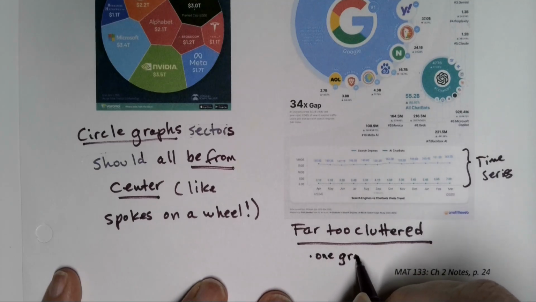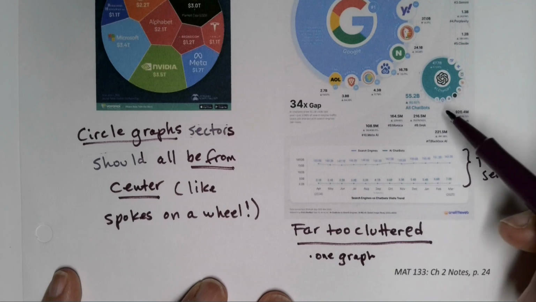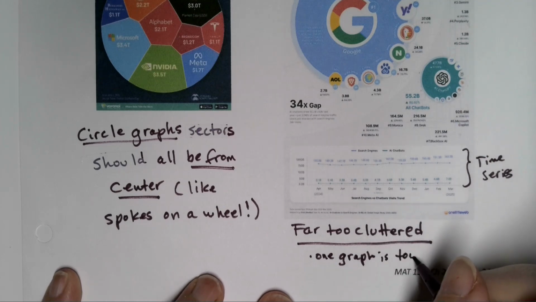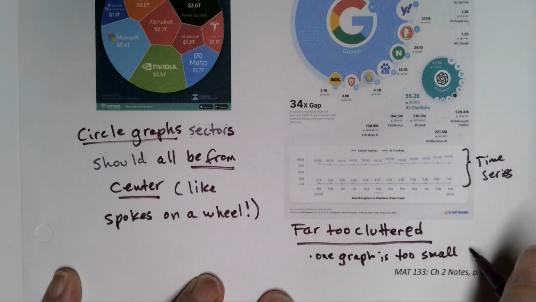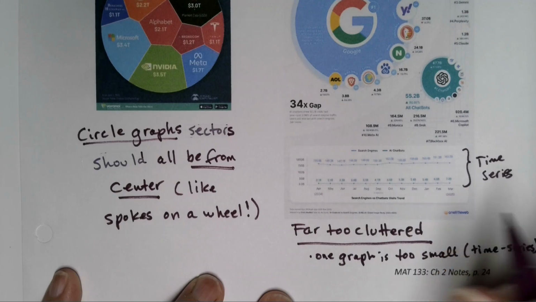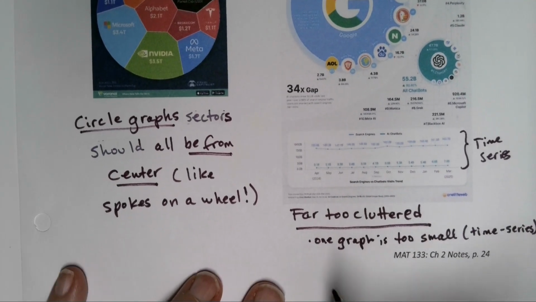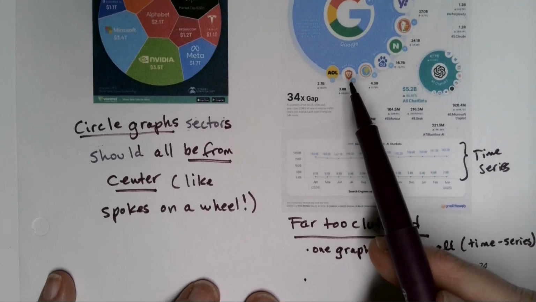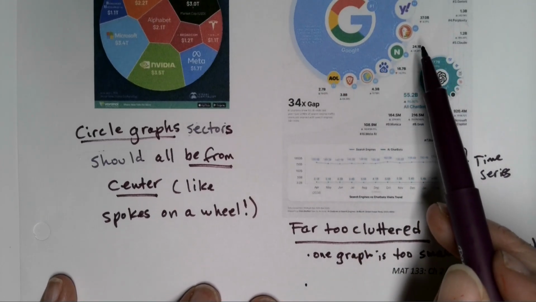The other graph is inappropriate. These circles on top of circles, that's not a thing. Right? So one graph is too crammed, too small. That's the time series graph, right? The time series should not be crammed into the bottom corner, or the bottom fifth, like that. And then the circle graphs are really more like bar charts actually. It's the size of the circles, right?